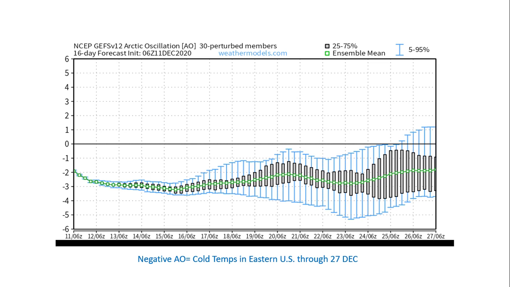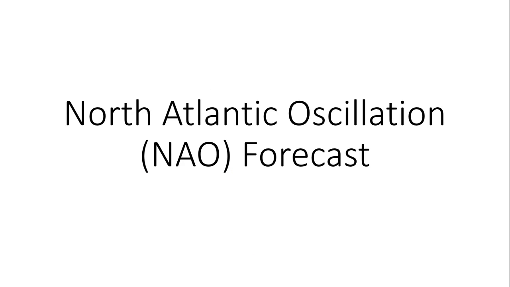And finally, the NCEP GEFS V12 AO 30 perturbed member forecast. Pay attention to the green line. That is your average of all the members of the model. And notice it stays negative, below that zero line. So the AO is forecast to remain negative.